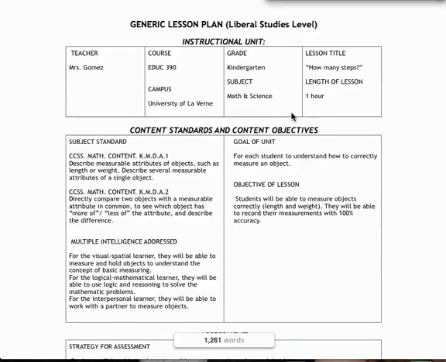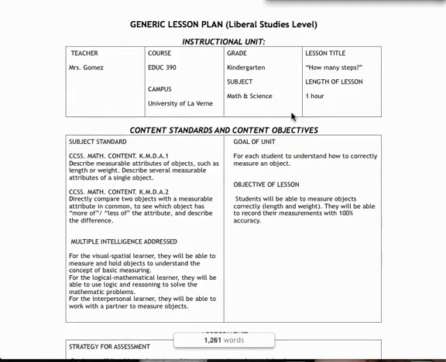This is my explanation of my lesson for math and science integration. This lesson is geared towards kindergarten in the subjects of math and science. The lesson title is How Many Steps? The length of the lesson is 1 hour.